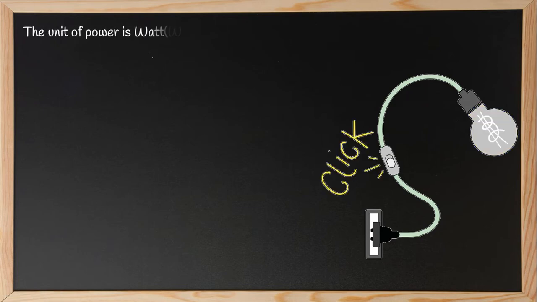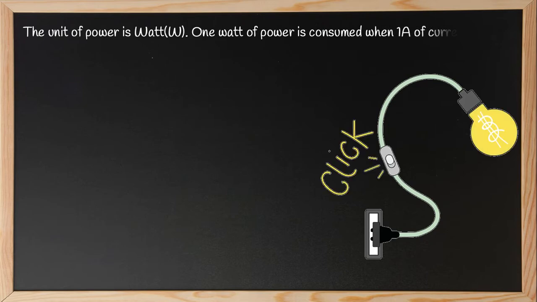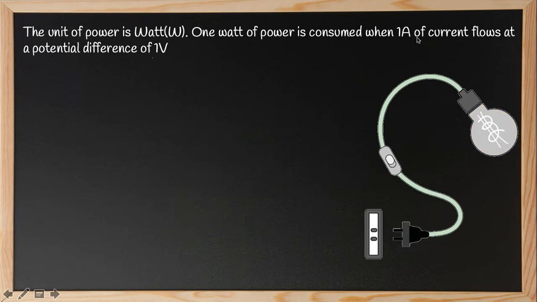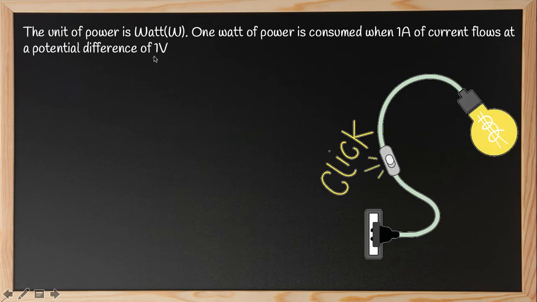The unit of power is watt, W. 1 watt of power is consumed when 1 ampere of current flows at a potential difference of 1 V. So power is measured in watts. It is a standard unit.